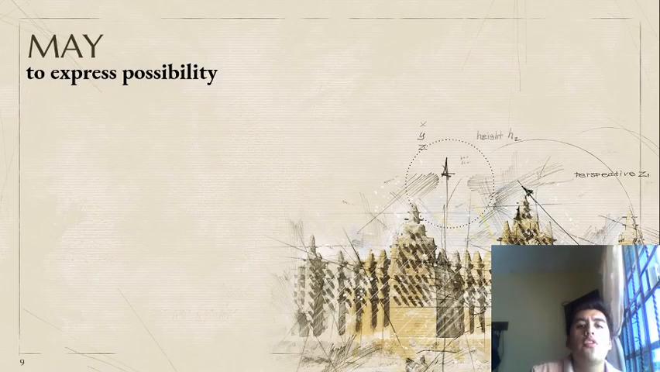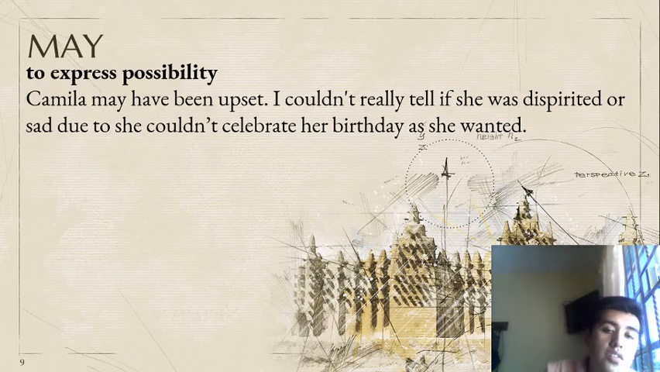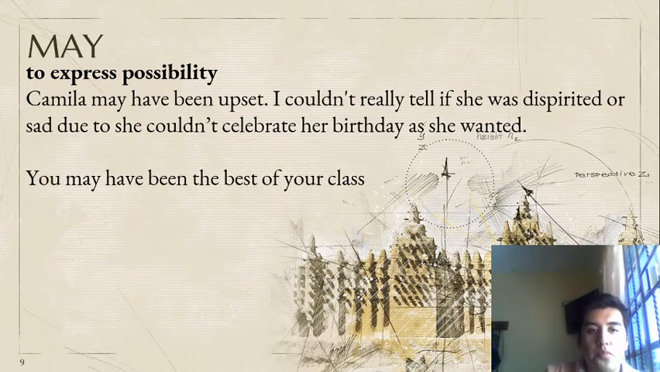Now, may, to express possibility. Camila may have been upset. I couldn't really tell if she was desperate or sad because she couldn't celebrate her birthday as she wanted. She's turning 15 and she cannot celebrate her birthday because of this lockdown.